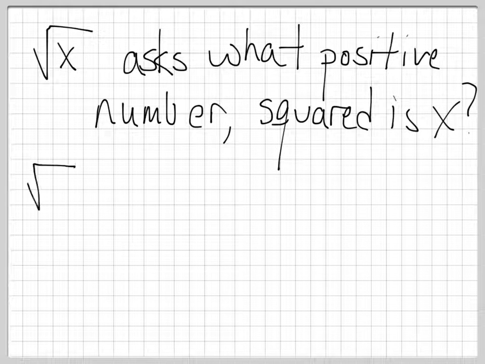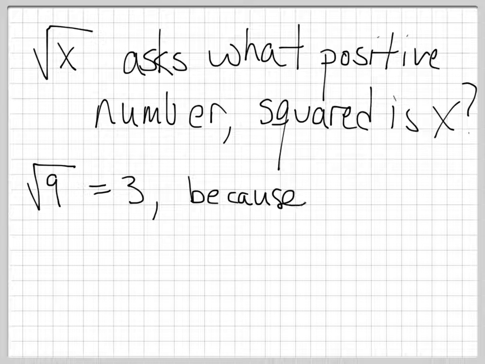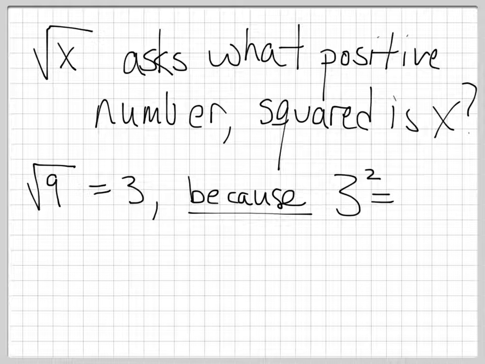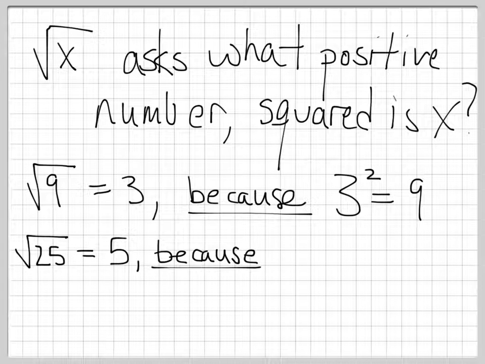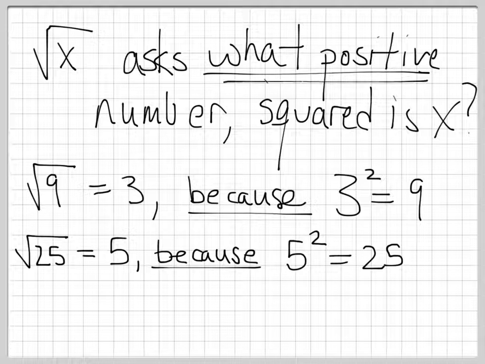Right, so if I write the square root of 9, the answer is 3 because 3 squared is 9. And if I write the square root of 25, I get 5. Why? Because 5 squared is 25. And this is important. What positive number? When you see just a square root symbol, it always wants the positive number.